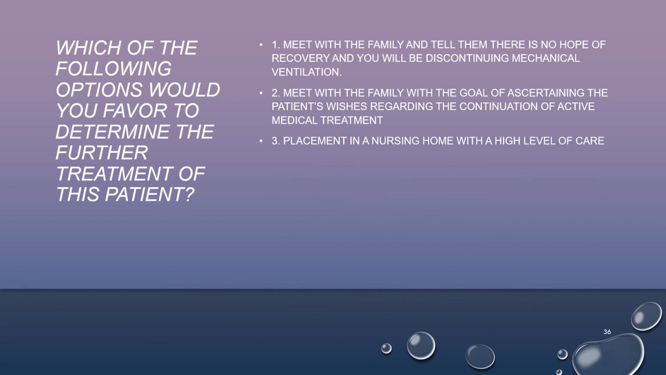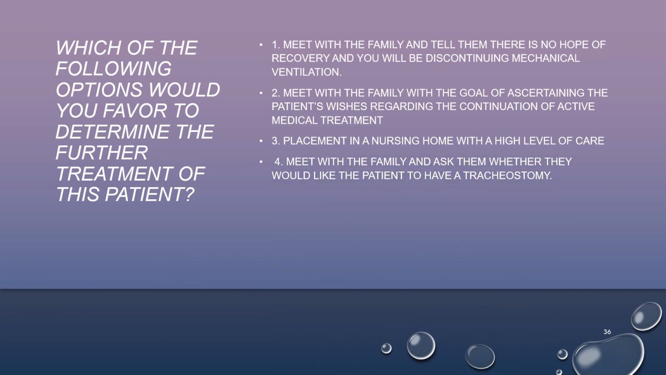Number three, placement of the patient in a nursing home with a high level of care. Number four, meet with the family and ask them whether they would like the patient to have a tracheostomy. Or number five, send the case to the hospital ethics committee and ask them what they think. So which one of these is the best option? And I'd like you to answer that in your Q&A. Just tell me what your options are.